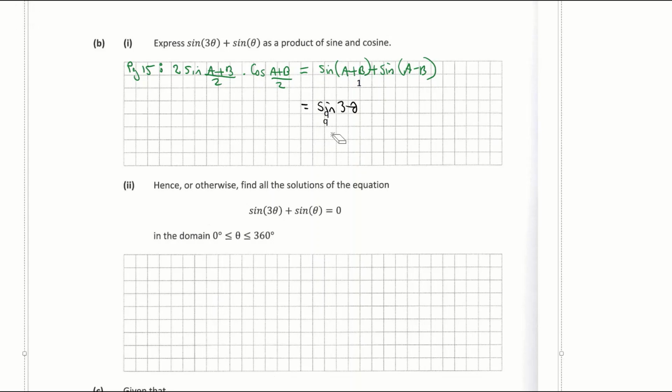Let me just rub that out there. My numbers seem to have come down with me. I seem to be typing, so just let me clear that for a second. Plus sine theta.